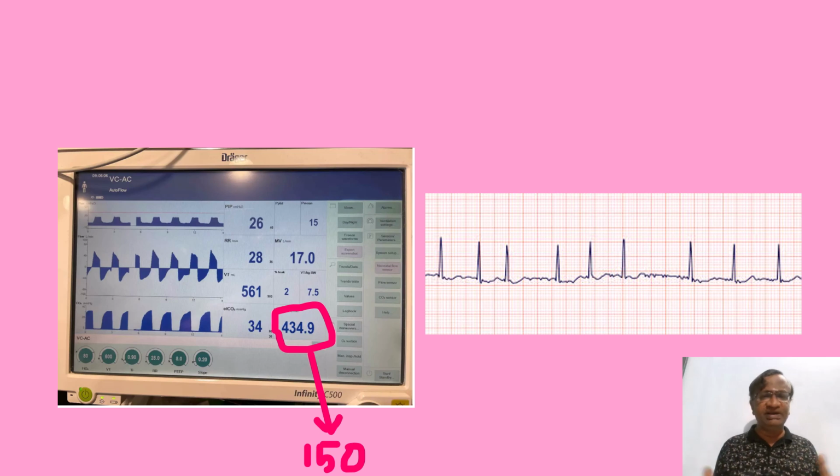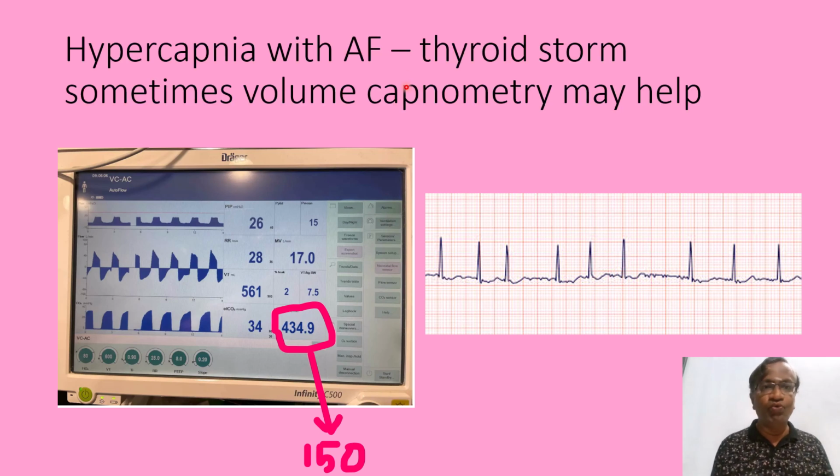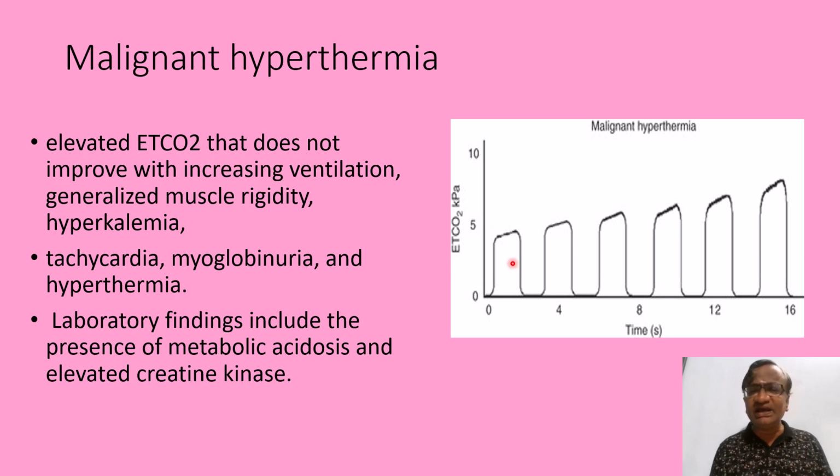Now sometimes your EtCO2 may not show this. This is called volume capnometry. This may help. Normally it is around 150. Now you see the patient is in hypercapnia and atrial fibrillation. This denotes that this patient may be in thyroid storm. In malignant hyperthermia, see here, this is going on increasing with this slightly oblique slope. Associated generalized muscle rigidity, hyperkalemia, hyperthermia, myoglobinuria, tachycardia. We get metabolic acidosis. This metabolic acidosis may not be there in thyroid crisis.